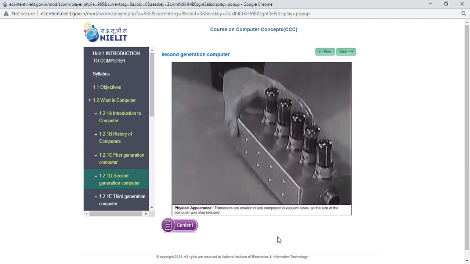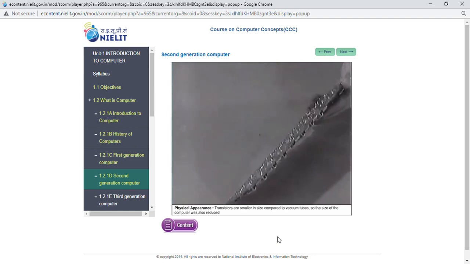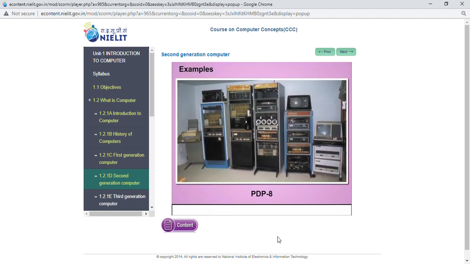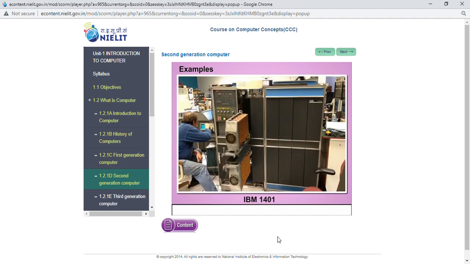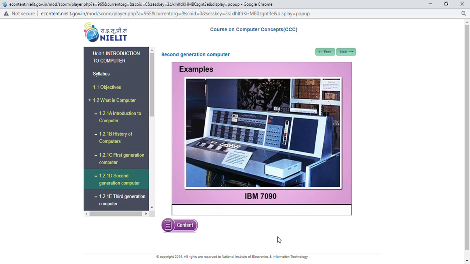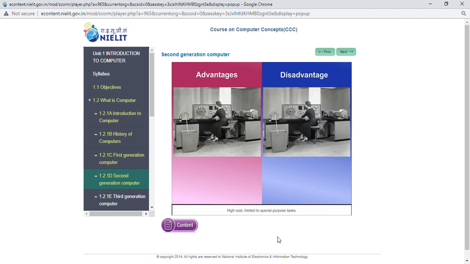Physical appearance. Transistors are smaller in size compared to vacuum tubes, so the size of the computer was also reduced. Examples: PDP-8, IBM 1401, CDC 1604, and IBM 7090. Advantages: second generation computers moved from cryptic binary machine language to symbolic or assembly languages. This allowed programmers to specify instructions in words. Disadvantage: high cost, limited to special purpose tasks.